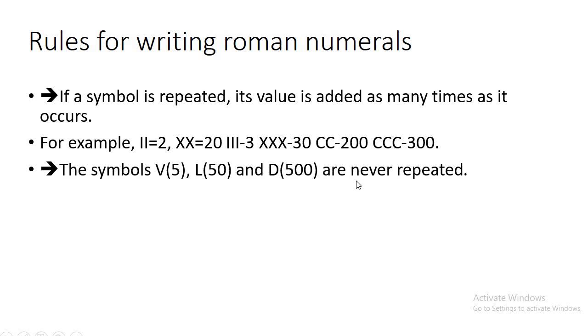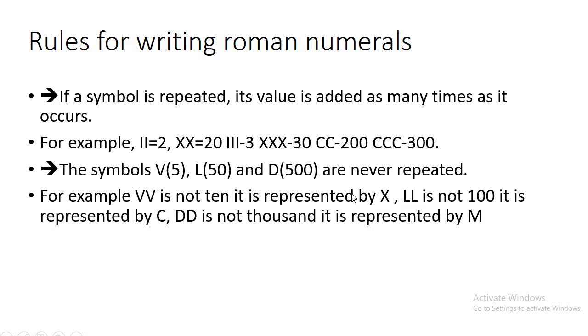The symbols V, L and D are never repeated. For example, VV is not representing 10, as it may be the case according to rule 1, because VV cannot be repeated. However, for 10 we have a separate symbol X. Similarly, LL does not represent 100. We have a separate symbol for this, that is C, and DD does not represent 1000. It is represented by M. So V, L and D are never repeated.